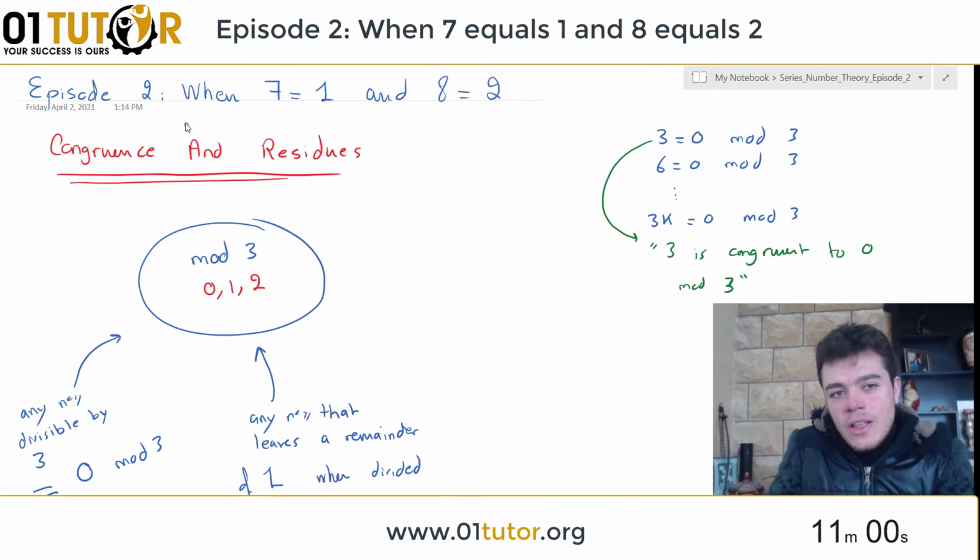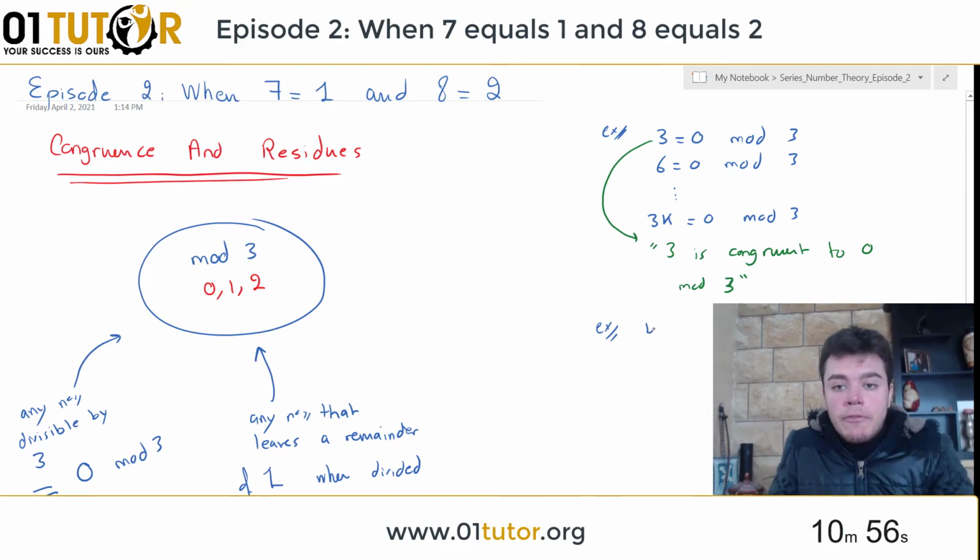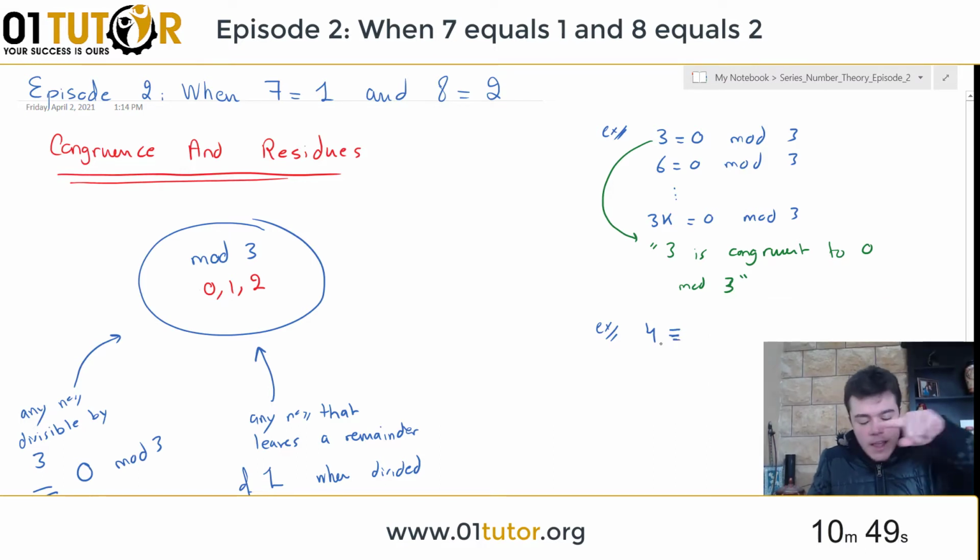Very important. Here's another example. For 4, if you divide it by 3, it leaves a remainder of 1. So we say that 4 is congruent to 1 mod 3. Usually congruent is denoted as 3 dashes above each other.